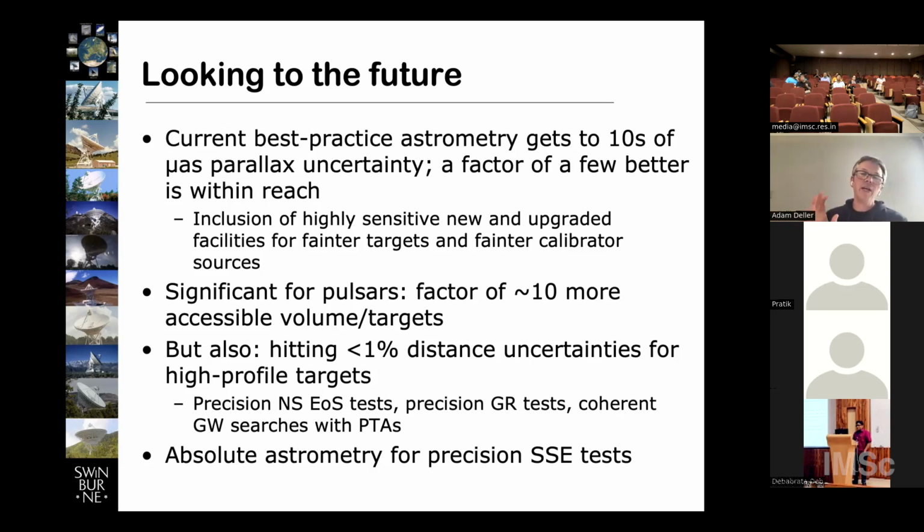The ones where you've got a great observational measurement and you need a really good distance and transverse velocity to subtract off these kinematic effects and make the highest precision GR test that you can. And also the stuff with the ensemble searches with PTAs as well. The last thing is improving the absolute astrometry of a significant sample of well-timed pulsars so that we can do these precision solar system ephemeris tests.